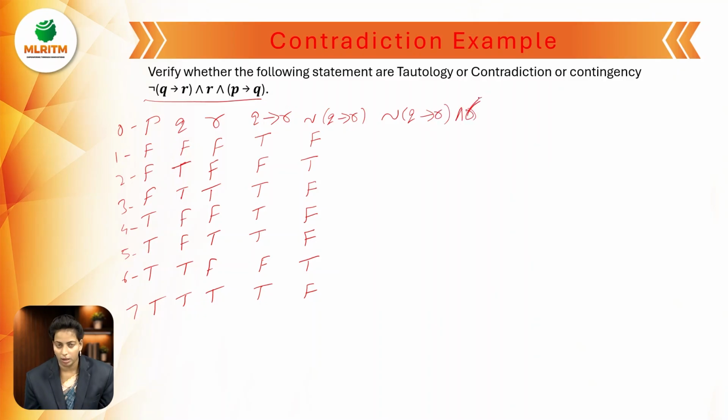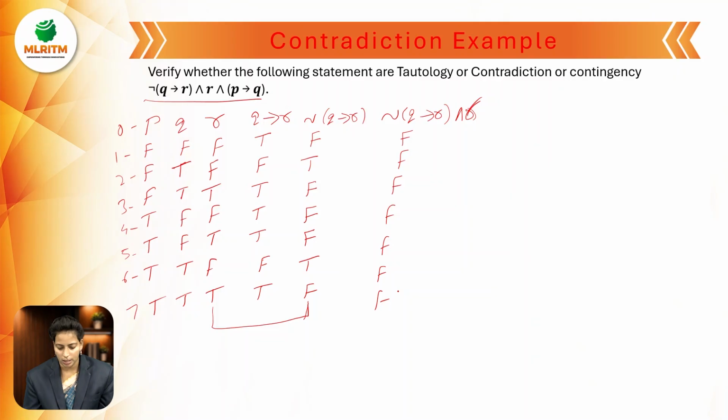Okay, next. Negation of (Q implies R) and R. Apply conjunction in between negation of (Q implies R) and R. Apply this column and the R column with the conjunction symbol. If both are true, then the result is true. Otherwise, false only. False, false, false, false, false, false, false.